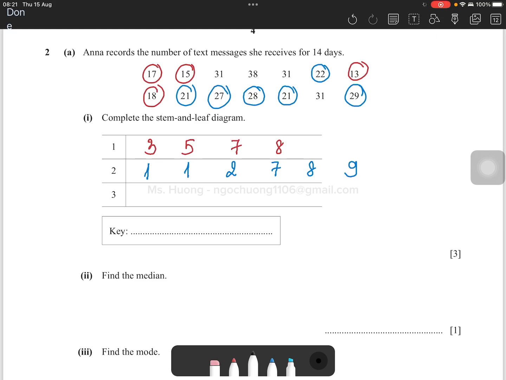Finally, the numbers that have the tens digit of 3 are 31, 31, 31, and 38. The key is that 1, 3 means 13 messages.